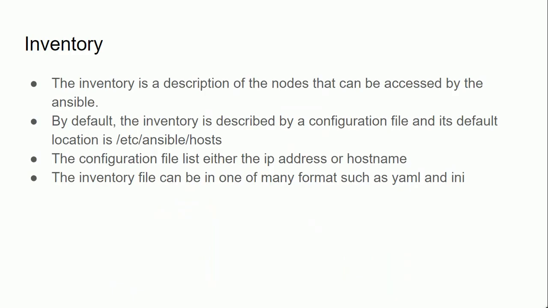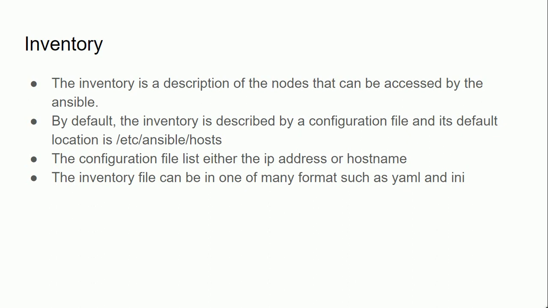Inventory, the first thing we need to learn is inventory. Inventory is a description of nodes that can be accessed by Ansible, and by default the inventory is described by a configuration file, which has a default location, /etc/ansible/hosts. The configuration file lists either an IP address or a hostname, if it is accessible using a private or public IP address, or else you can define a hostname if it is a DNS managed environment.